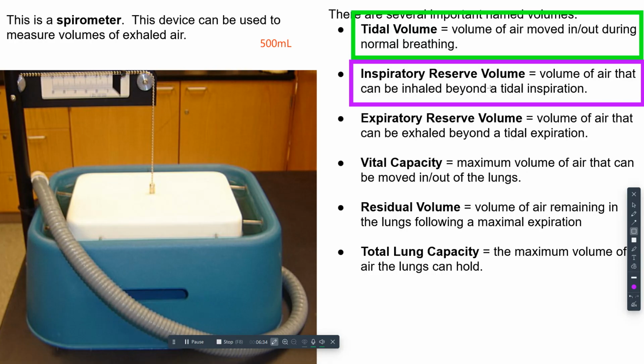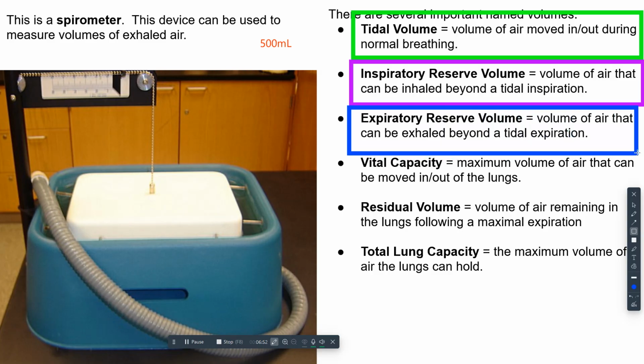Similarly, you could also breathe out more air than you can normally. Like right now, you're breathing out normally, right? You could then keep going. That extra volume of air above and beyond a normal tidal expiration is called your expiratory reserve volume.